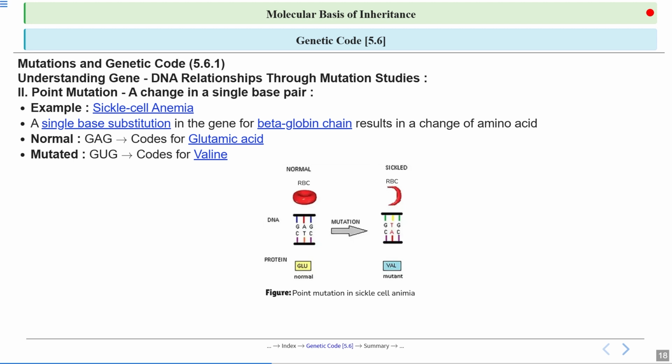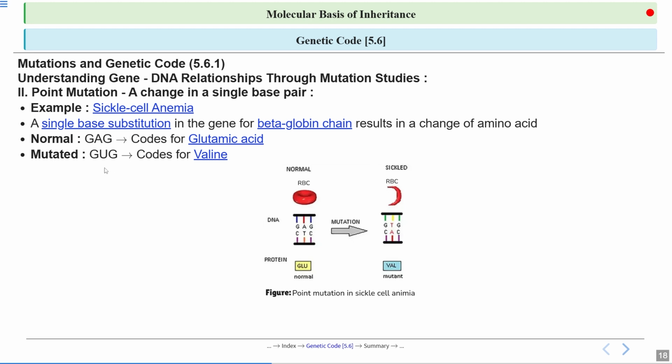So why does it happen? It happens just because of this point mutation. What happens actually in this? The gene which codes for the beta globin chain has a point mutation. It is just a single mutation, you understand? In normal, there was this GAG codon, and what was it coding for? Glutamic acid. But with the mutation, what happened?